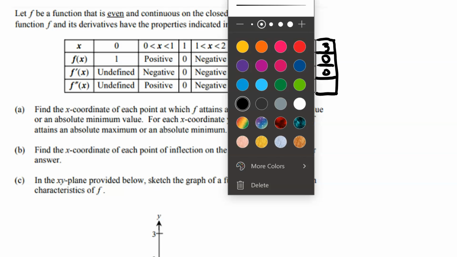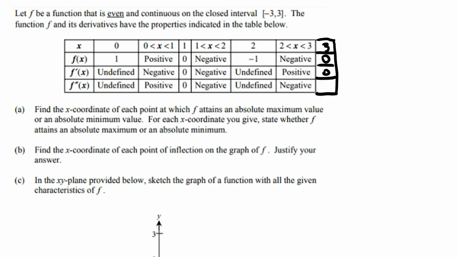So I added a bit of information to this problem just to make our answer come out pretty, right? But we're told that the function is even and continuous everywhere on the interval -3 to 3. So even is telling us it's going to be symmetric. All right, let's go ahead and take our information from the problem.